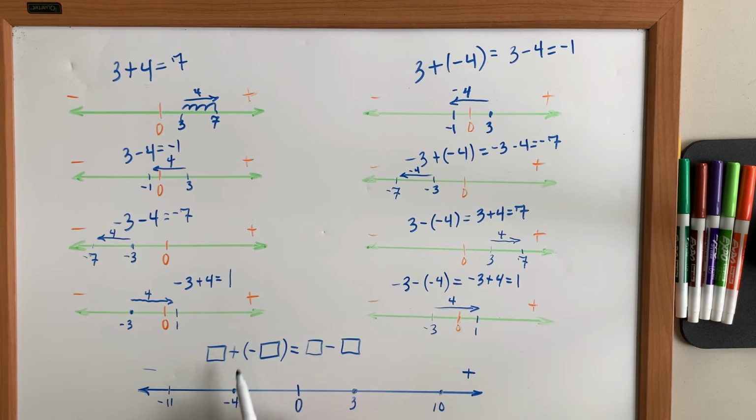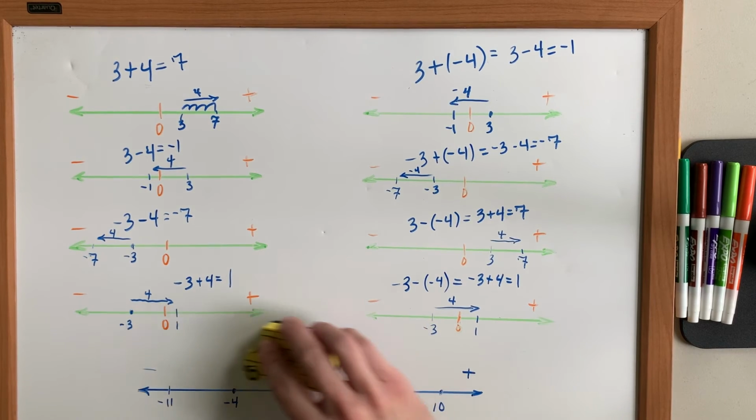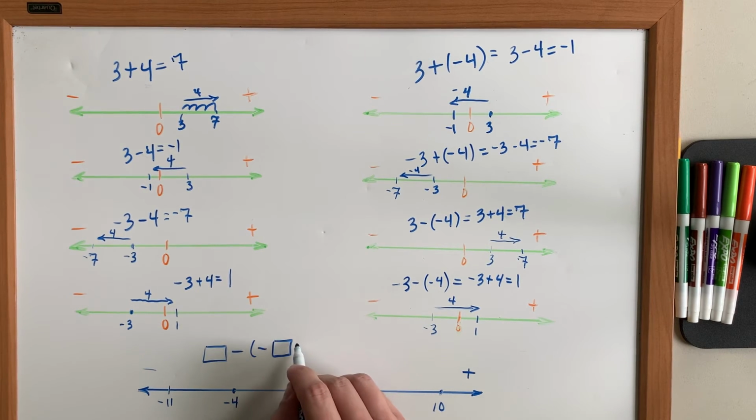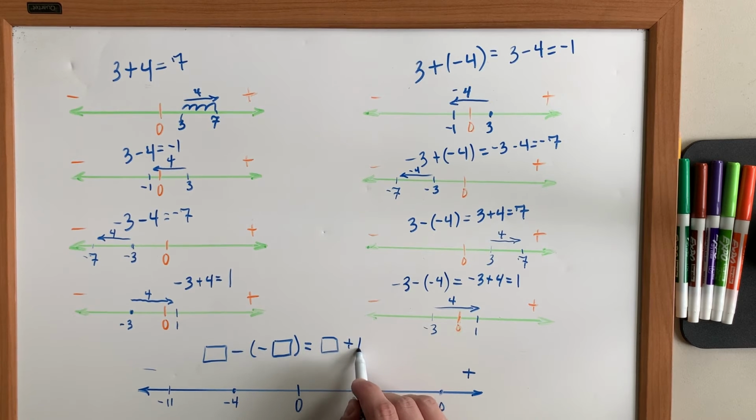So that's the first thing we want to remember. If you have a number plus the opposite of another number, you can rewrite that as the first number take away the second number. The second thing that we want to remember is when we have those pesky double negatives together. So I'm going to go like this and say a number minus the opposite of another number can be rewritten as a number plus the other number, okay?